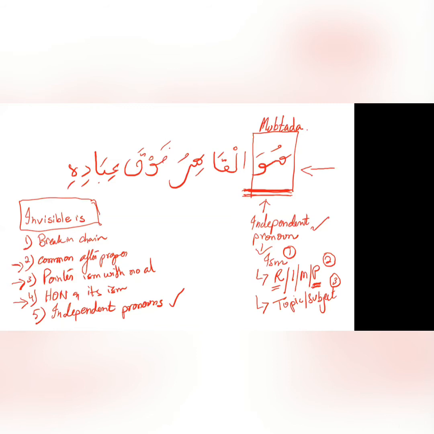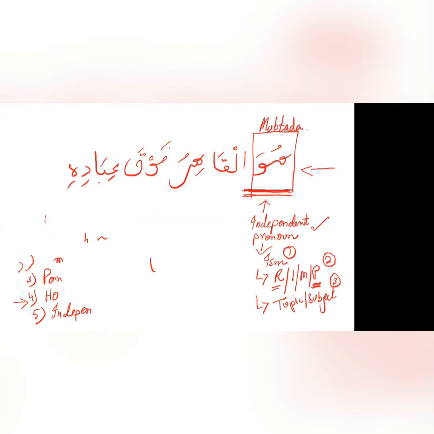Okay, so let's resume our example, and please take note of the method that we're doing it. This is what you will have to do every single time. So here we decided that it's an independent pronoun. It's an ism.